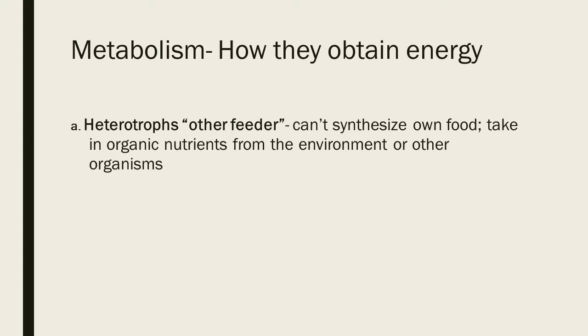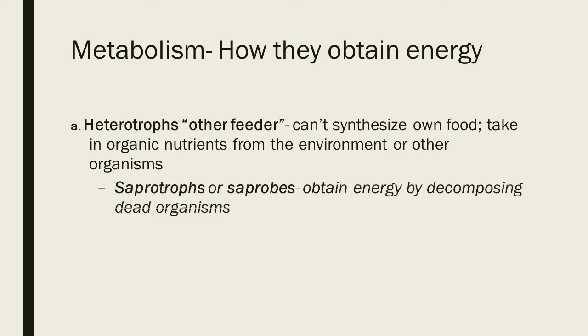The first type are going to be called heterotrophs. The word heterotroph actually means other feeder, so hetero is other, and the troph is the feeder. This means that they have to get food from some other source. So they cannot make their own food, or they cannot synthesize their own food. So they have to go around and find other organic nutrients around the environment or even off of other organisms.